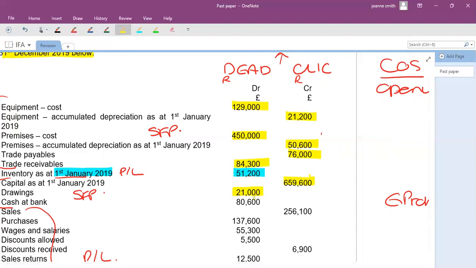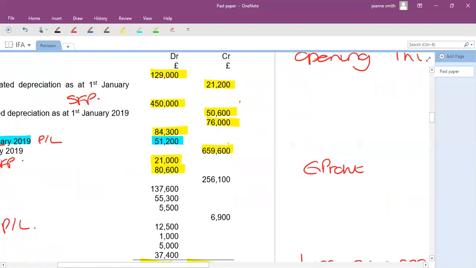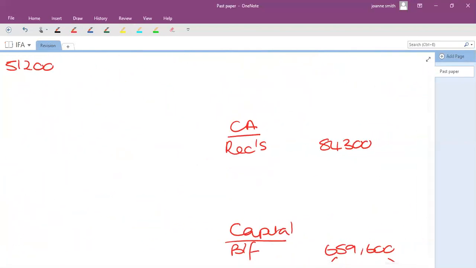Now, cash at bank is another asset. It's an asset because it's on the debit side, but watch out because you might get cash on the credit side, and that means that you've got a bank overdraft, because it's a liability. So it's only an asset if it's on the debit side, it's a liability if it's on the credit. So we've got an asset, so let's put that into the current asset section. So cash at bank, 80,600.